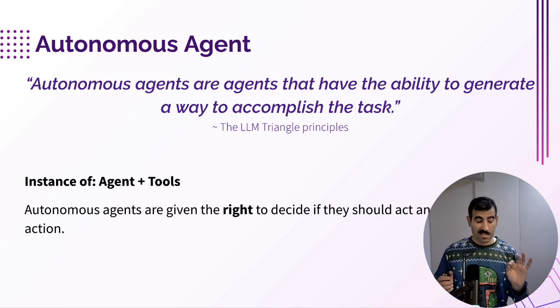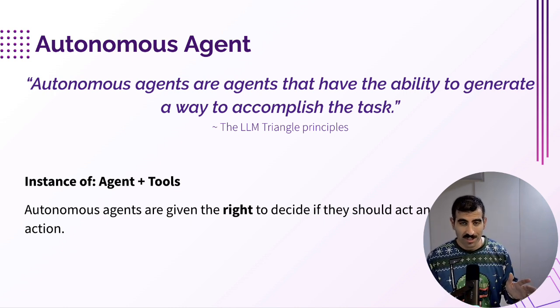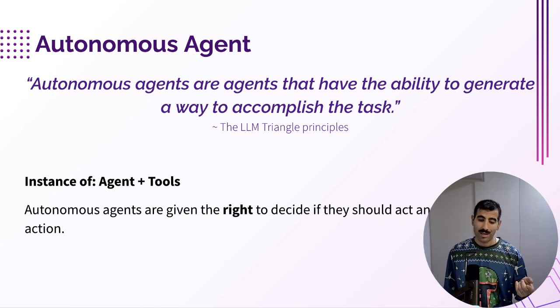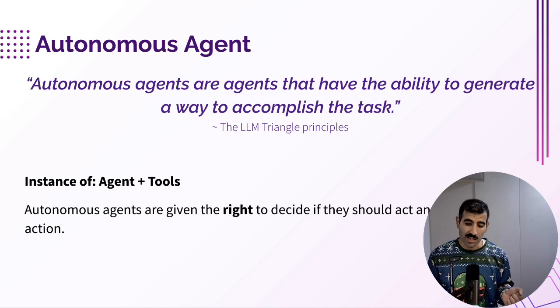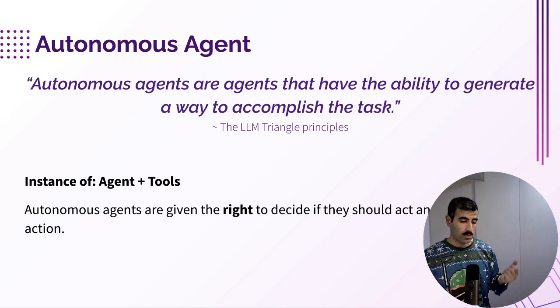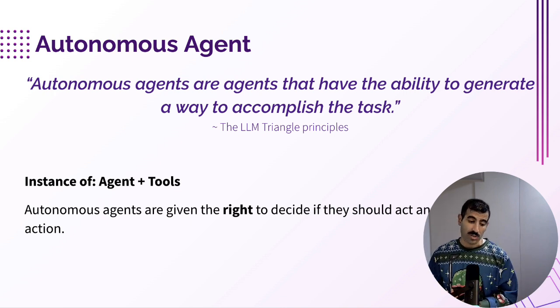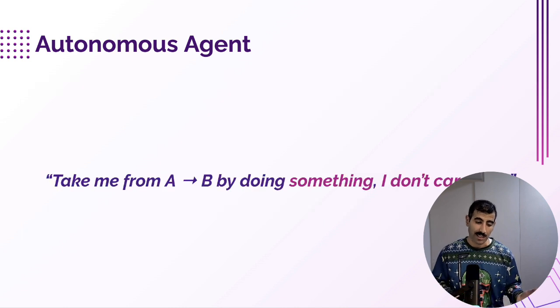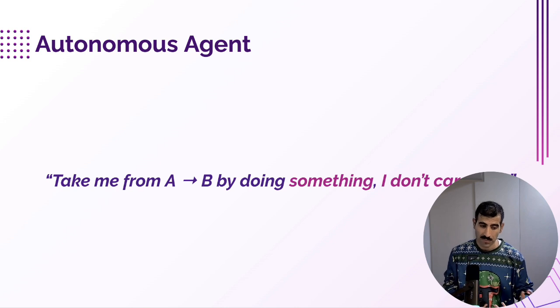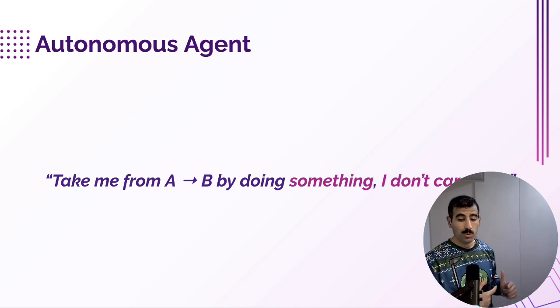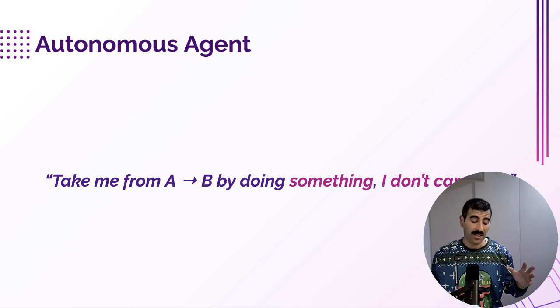And we have a special kind of agent, which is the autonomous agent. Autonomous agents are given the liberty, the right to decide how to implement a task. So it's basically an agent with some tools. The agent can decide how to plan and how to solve the problem. So: take me from A to B by doing something, I don't care how, just do it.